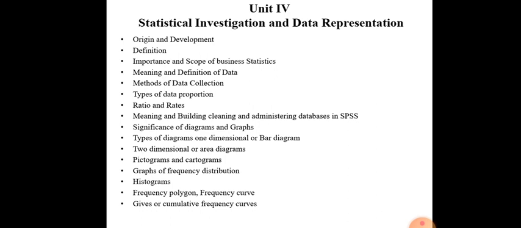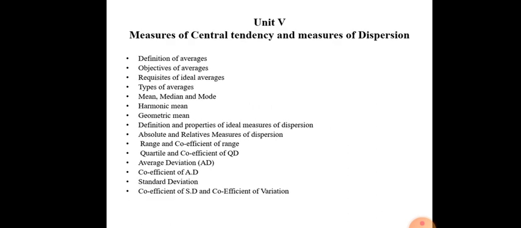Okay, next, see unit number 5, which is measures of central tendency and measures of dispersion. Measure of central tendency means a single value which is used to represent the whole series. It represents all the series; that is nothing but the central tendency.